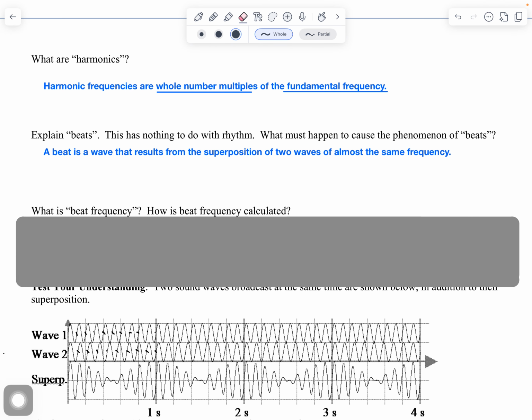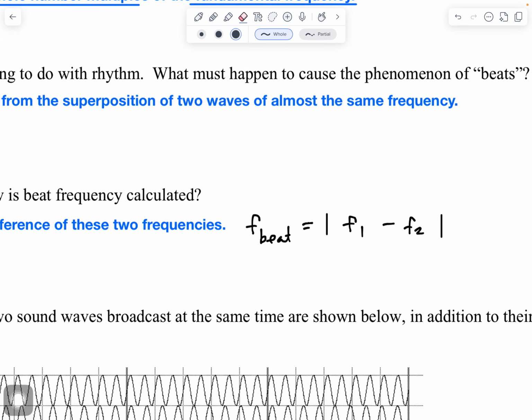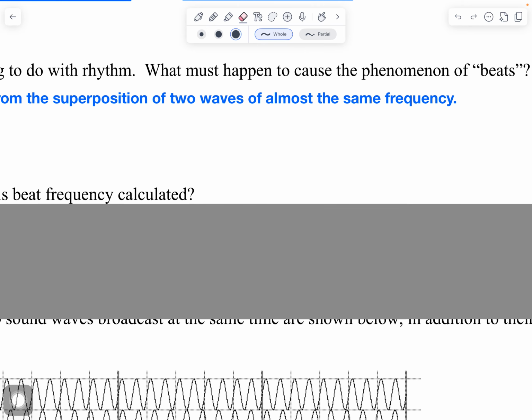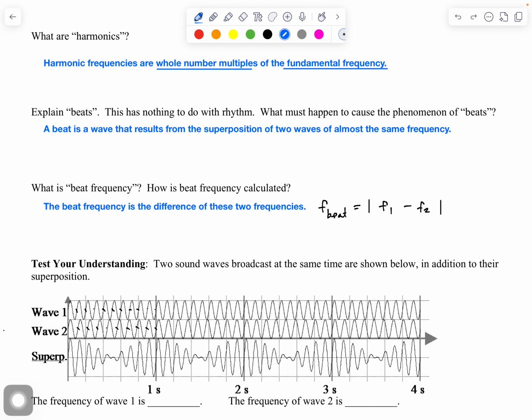Now, the beat frequency, and how do we calculate it? Well, the beat frequency is the difference in these two frequencies. So the difference in the frequencies of the example I gave you would be 1 hertz, right? 16 minus 15. Now, the absolute value bars here in the equation are there just to remind you that if the first frequency was 15 and the second one was 16, then 15 minus 16 gives me -1. The absolute value bars just remind you to take the absolute value. Don't worry about negatives, just the absolute value of the difference.